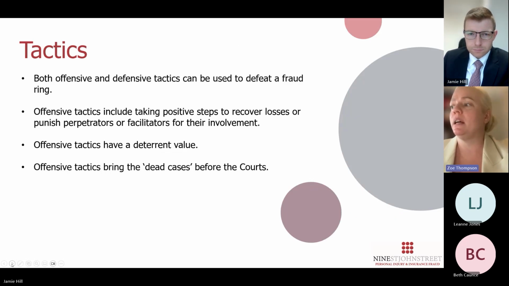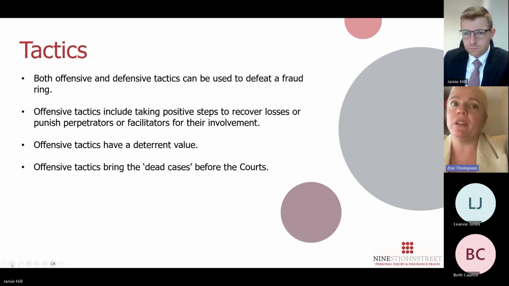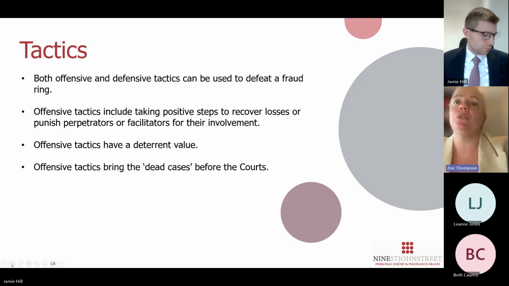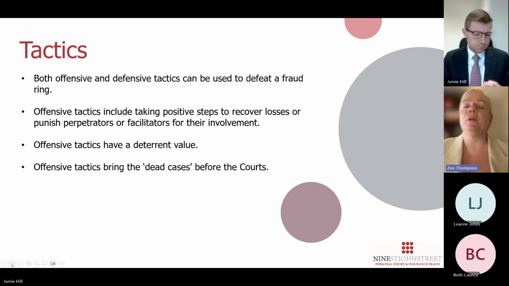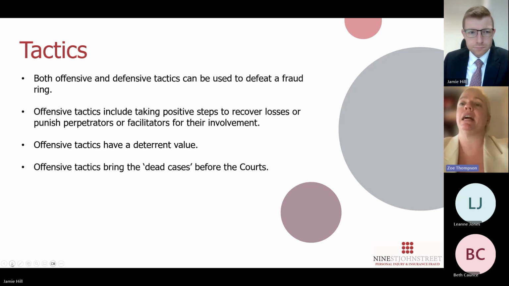Tactics. So let's talk briefly about the difference between offensive and defensive tactics. If you are running a fraud ring defensively, what that means is that you are effectively running each case on a standalone basis. You might know that the case fits into the modus operandi of the fraud ring that you have, but you're running it as a standalone trial. You are doing that perhaps for cost reasons, perhaps because it's too early on in terms of the fraud ring investigation, but you are running it as a standalone case.